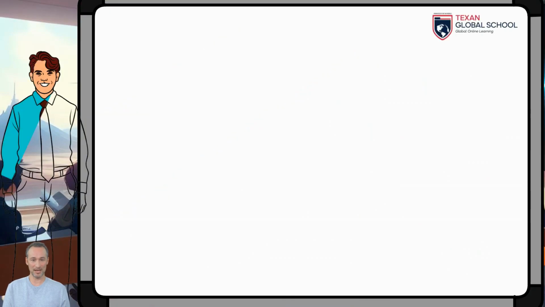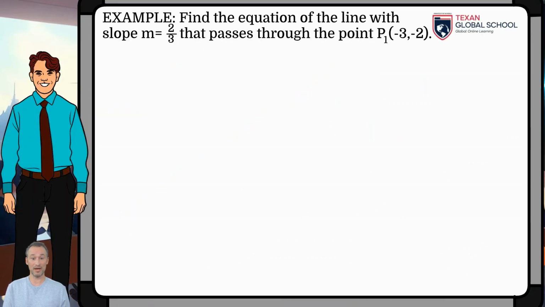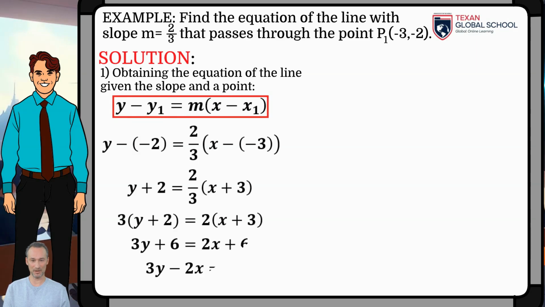Let's look at a first example. Find the equation of the line with a slope equal to 2/3 that passes through the point P, of coordinates -3, -2. We can directly obtain the equation of the line with these two data by substituting, resulting in y minus -2 equal to 2/3 times x minus -3. Carefully develop algebraically, resulting in the equation of the line, 3y minus 2x equal to 0.